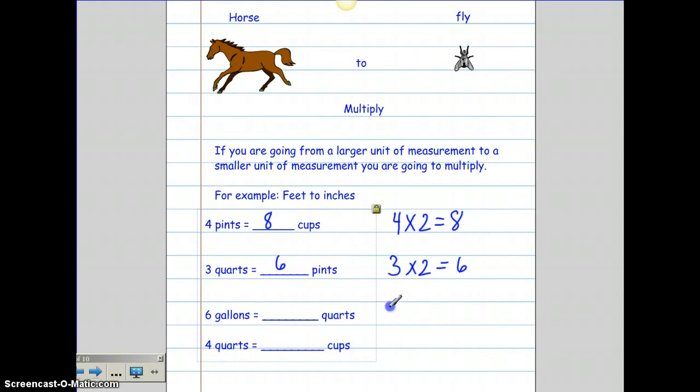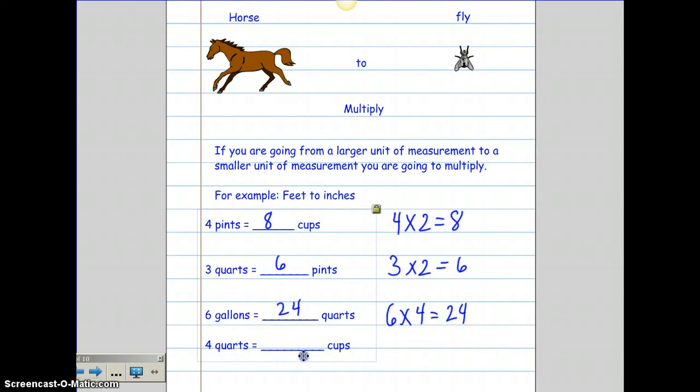Now let's go on to gallons. I have 6 gallons, but if I look at my sheet, I know that there are 4 quarts in every gallon. So I'm going to take the 6 that I have, multiply it by the 4. 6 times 4 is 24. So there are 24 quarts in 6 gallons.